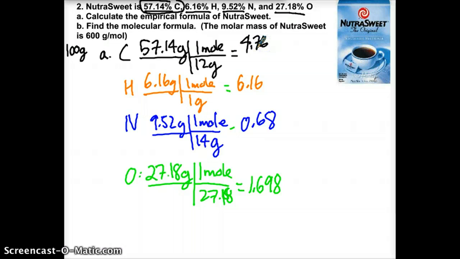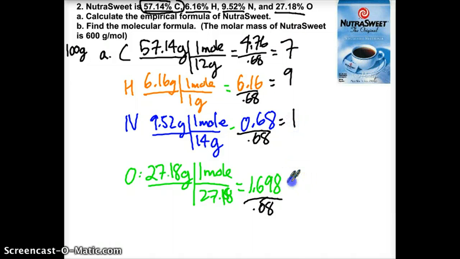So, next step is the same as before. I'm going to divide them all by the smallest number, which in this case is 0.68. Divide by 0.68, divide by 0.68, divide by 0.68. And now when I do the math here, I get 7, 9, 1, and 2.5. Great. So now I have the ratio for every single one of these. I have 7 carbons for 9 hydrogens for 1 nitrogen for 2.5 oxygens.